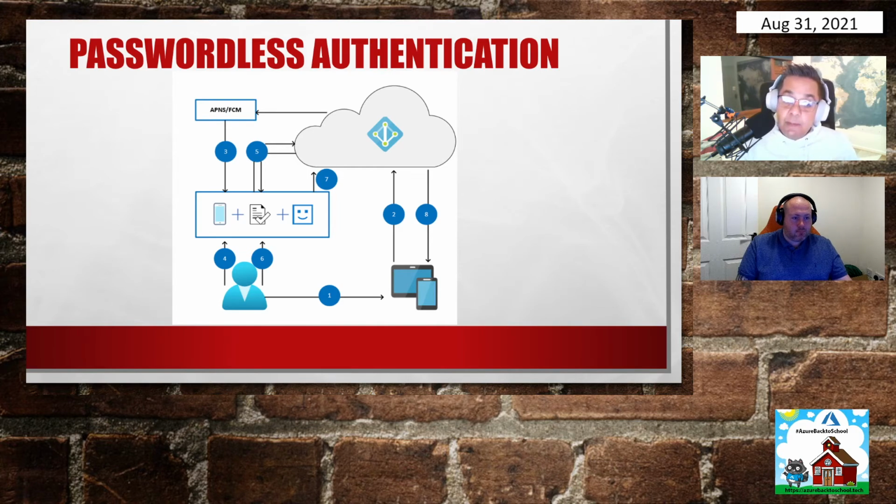Step 6, the user completes that challenge by entering their biometric or their PIN, or in my phone's case, my face, to unlock that private key. That's then signed with the private key and sent back to Azure AD in step 7, which we can see just under the cloud there. Finally, in step 8, Azure AD performs that public/private key validation and returns a token, and that's then the passwordless authentication complete.